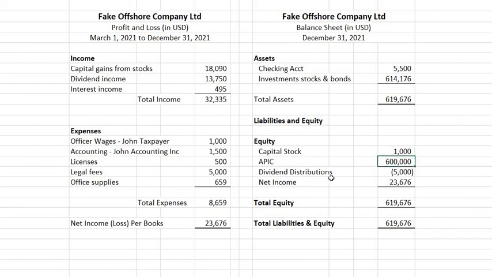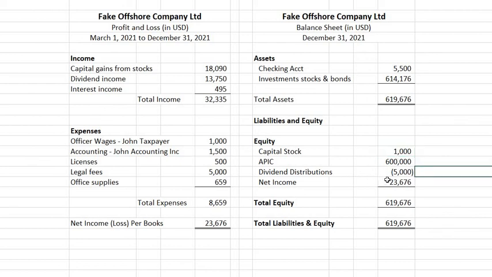And then APIC, additional paid-in capital, this is the amount that shareholders spend in excess of par value to acquire the shares. So in this case, obviously they couldn't just put $1,000 in. That wouldn't be a very profitable investment vehicle. So they contributed in total $601,000. 1,000 is the capital stock, 600K is the APIC.